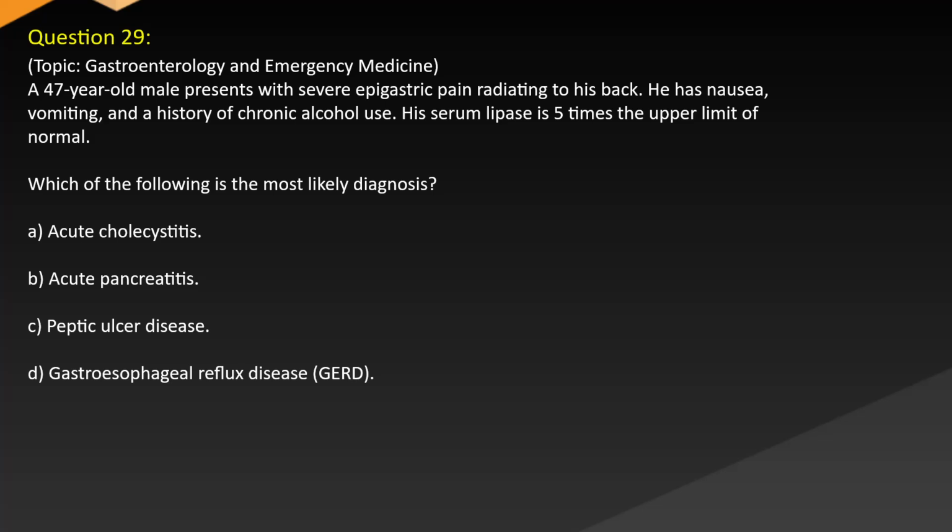A 47-year-old male presents with severe epigastric pain radiating to his back. He has nausea, vomiting, and a history of chronic alcohol use. His serum lipase is 5 times the upper limit of normal. Which of the following is the most likely diagnosis? A. Acute cholecystitis, B. Acute pancreatitis, C. Peptic ulcer disease, D. Gastroesophageal reflux disease.